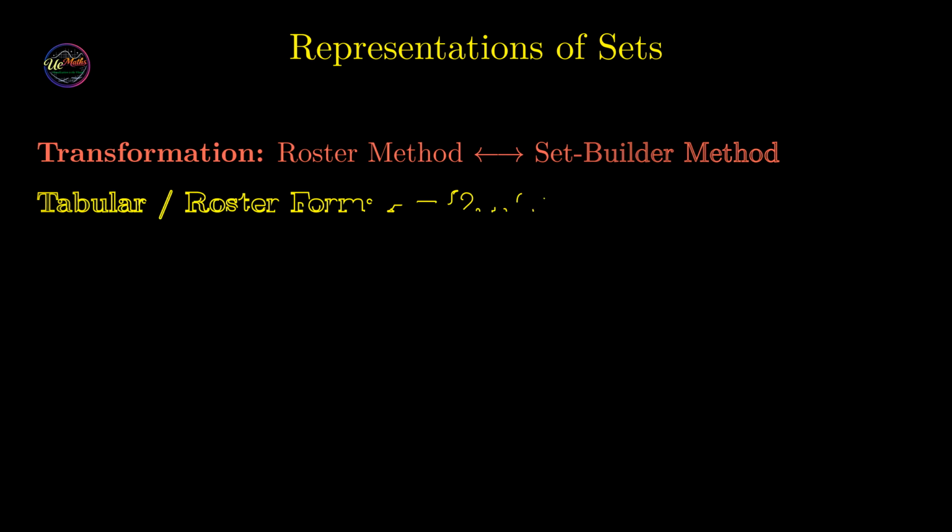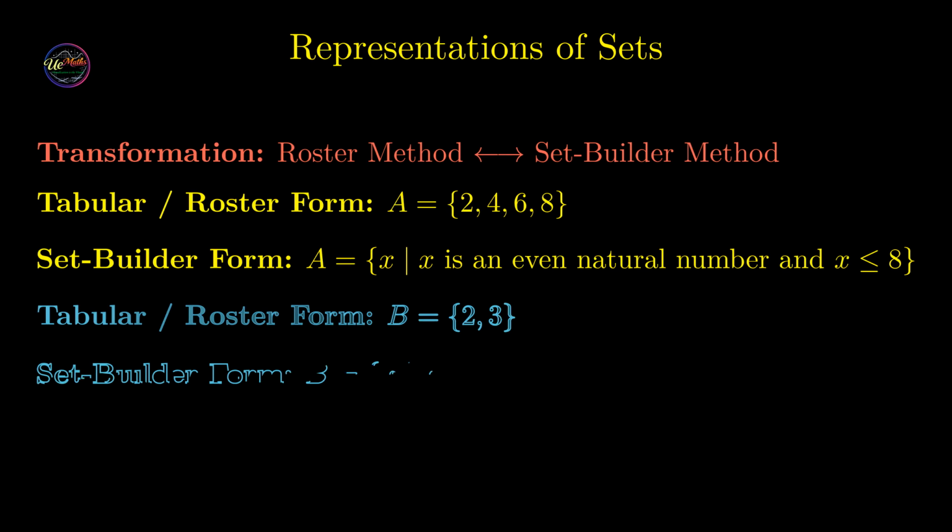Sets can be represented in multiple ways. The tabular or roster form lists all elements explicitly, separated by commas inside curly braces. The set builder form describes the common property of all elements, like x, such that x is an even natural number which is less than or equal to 8. A Venn diagram provides a visual representation, enclosing elements inside geometric boundaries. We will see it later in this video.